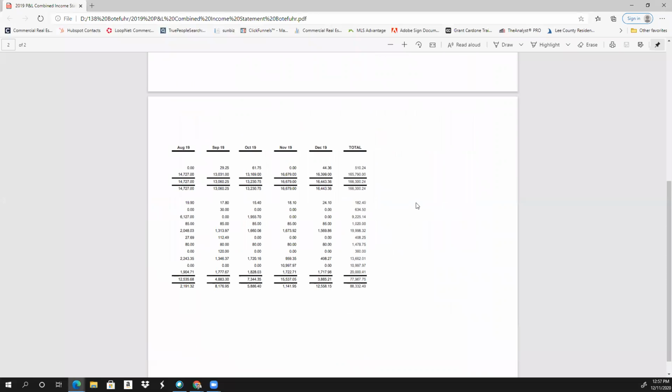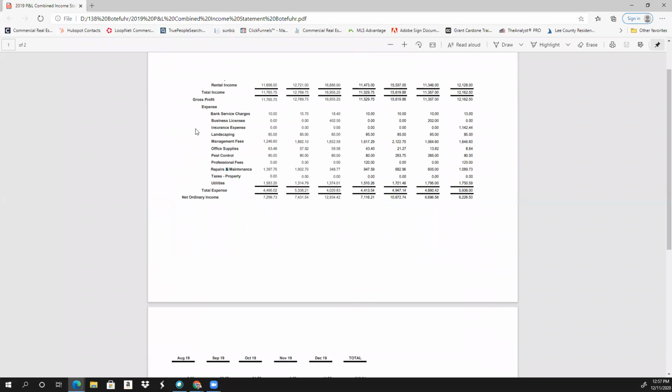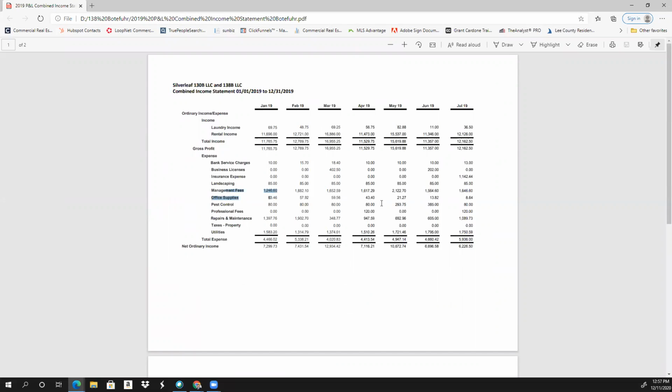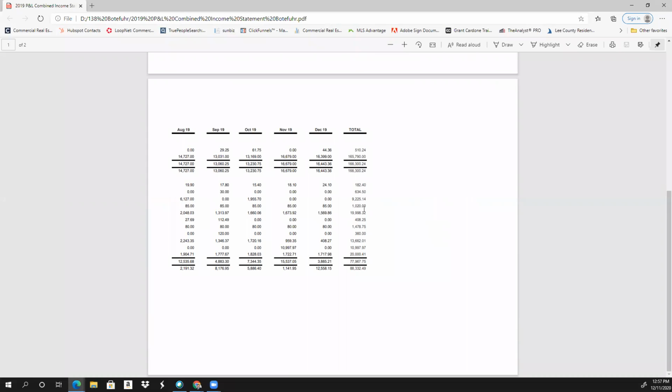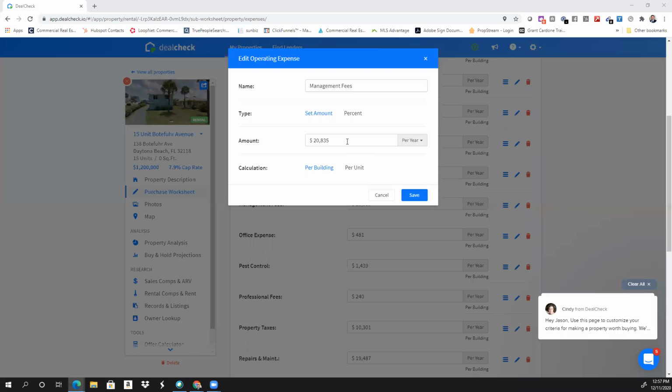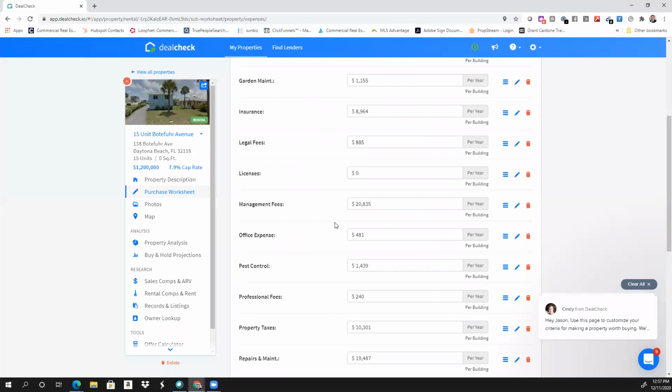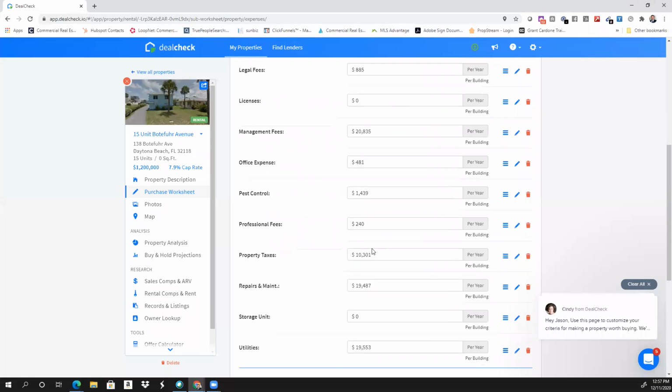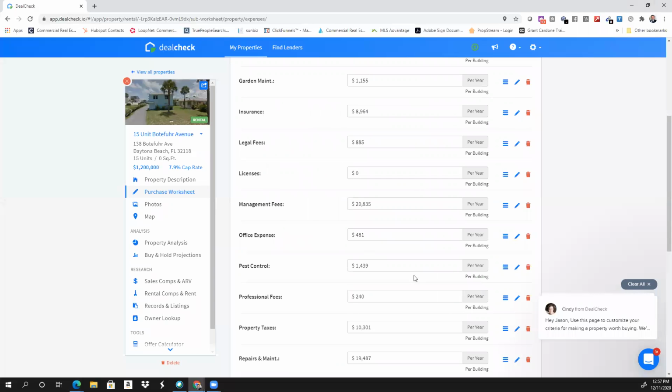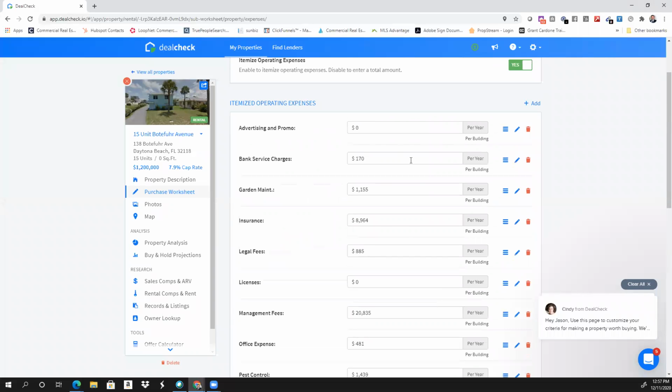This was 2019. So here was the management fee. Where was this? Yeah, 16. Yeah, so 19, 20, right? So you can do the percentage. Sometimes it's anywhere from 5 to 10%. Professional fees, there's pest control. Don't miss anything, guys.